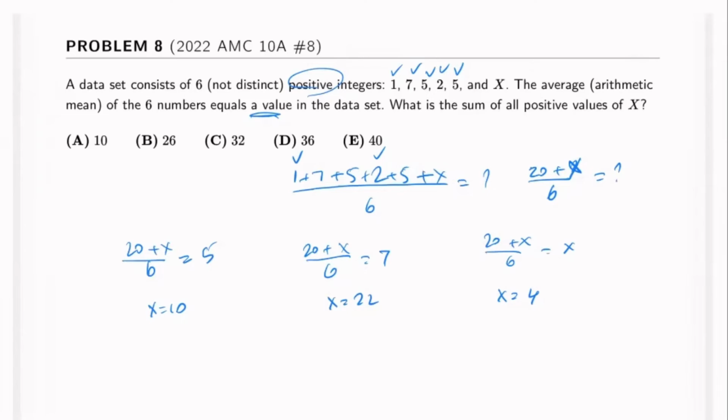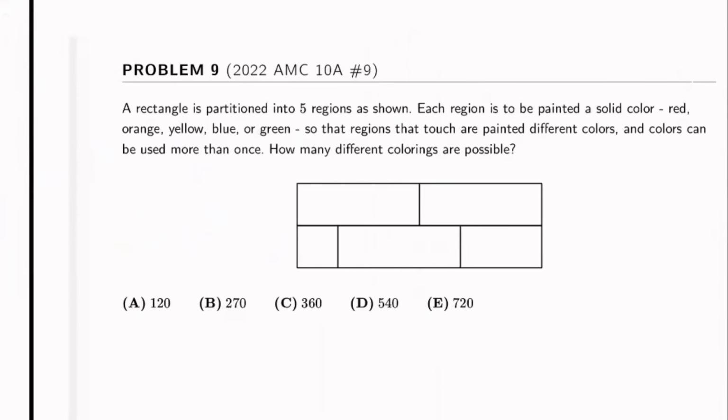And we are looking for the sum of all possible values. So we got 4, 26, plus 10 is 36, which is choice 2. Okay, so that was number 8.